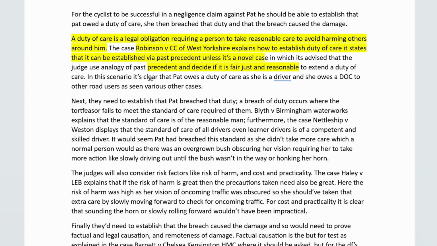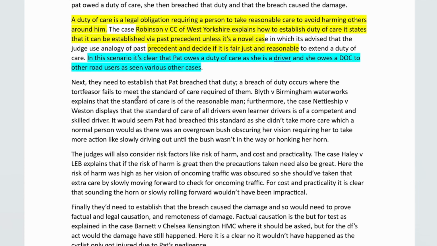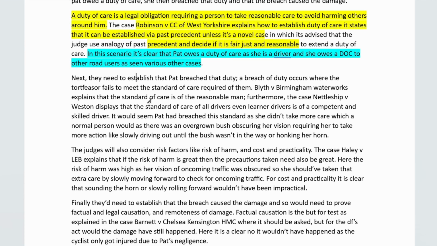And then in this scenario, it's clear that Pat owes a duty of care as she is a driver, as she owes a duty of care to other road users, as seen in various other cases. That's a bit of a short AO2. Definitely could have expanded here. Come back to it in the end to see if I could have expanded it in a way. Or in your answer, when you answer this question, you can expand on this.